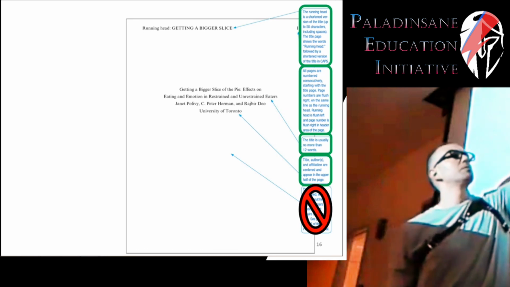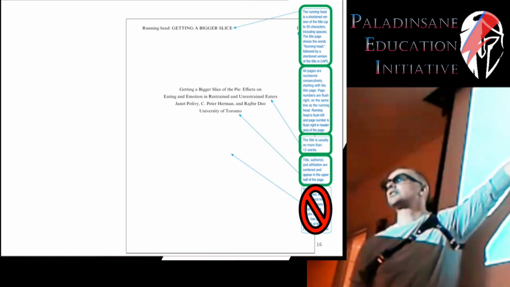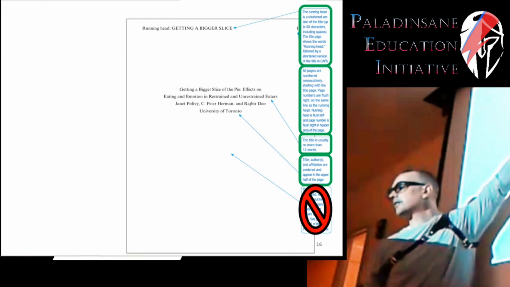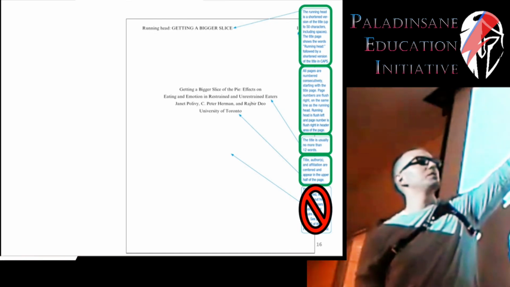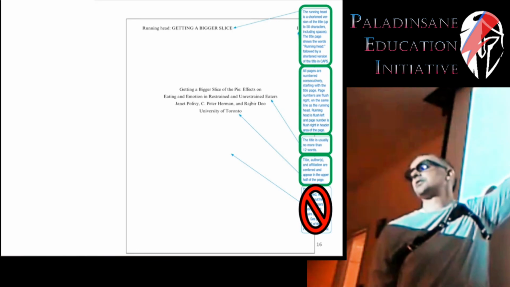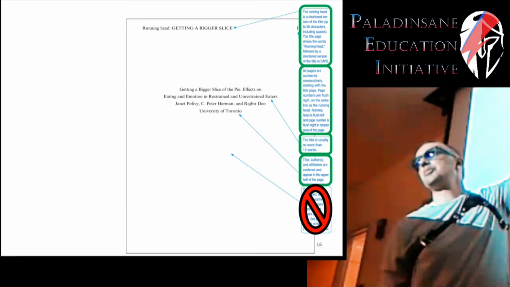Notice that in all the names, there's no titles. There's no doctor or anything like that. I'm very proud of getting my PhD. I actually got it from the University of Toronto. It's just a coincidence. I'm very proud of it, but it does not belong on a title page in a report. The "and" here, notice it's "and," not ampersand, right?